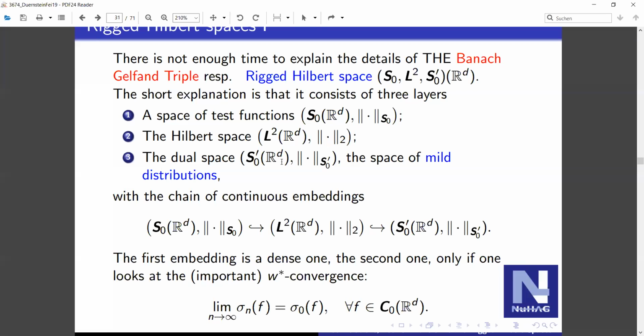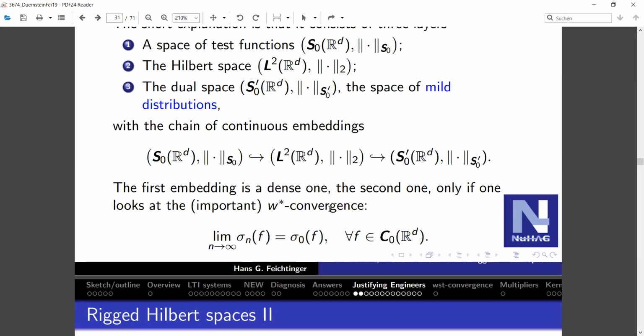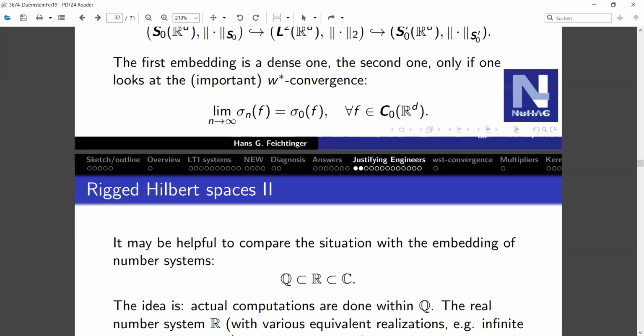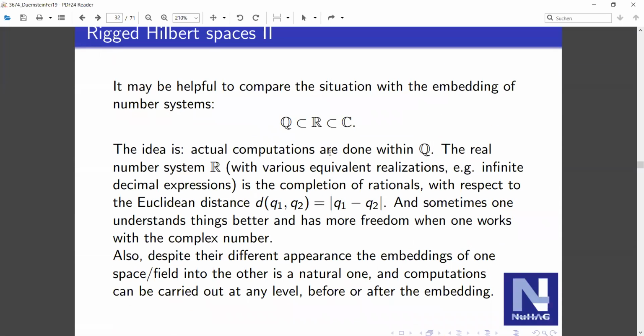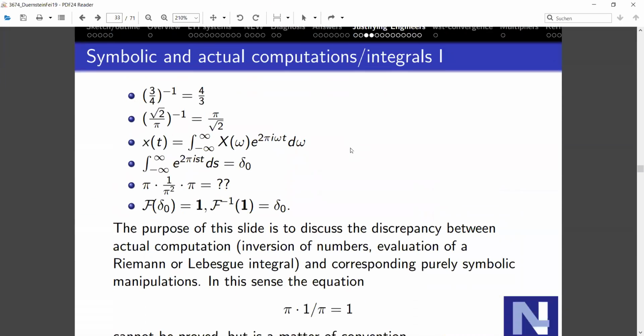This is the Hilbert space, and we call the dual space the space of mild distributions. And we have this weak star density. And weak star convergence, of course, means this here. Actually, it should be S0 here. And as so often I'm telling you, please think of rational and real numbers.